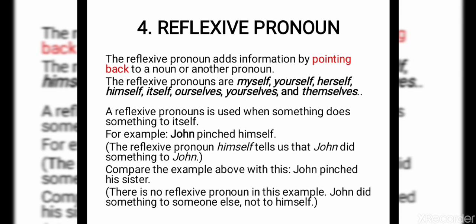For example, John pinched himself. He did that act to himself. So here, this reflexive pronoun himself is pointing back to the noun John. The reflexive pronoun himself tells us that John did something to John. He did something to himself.